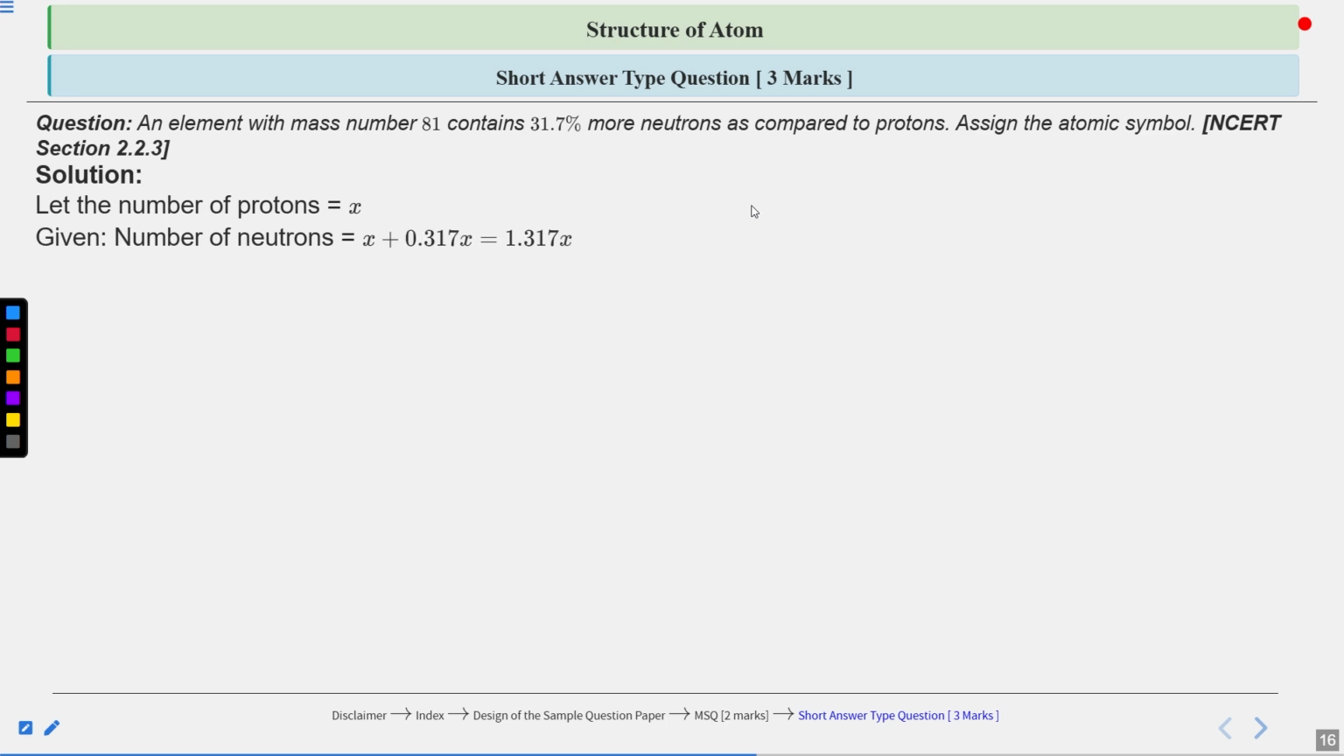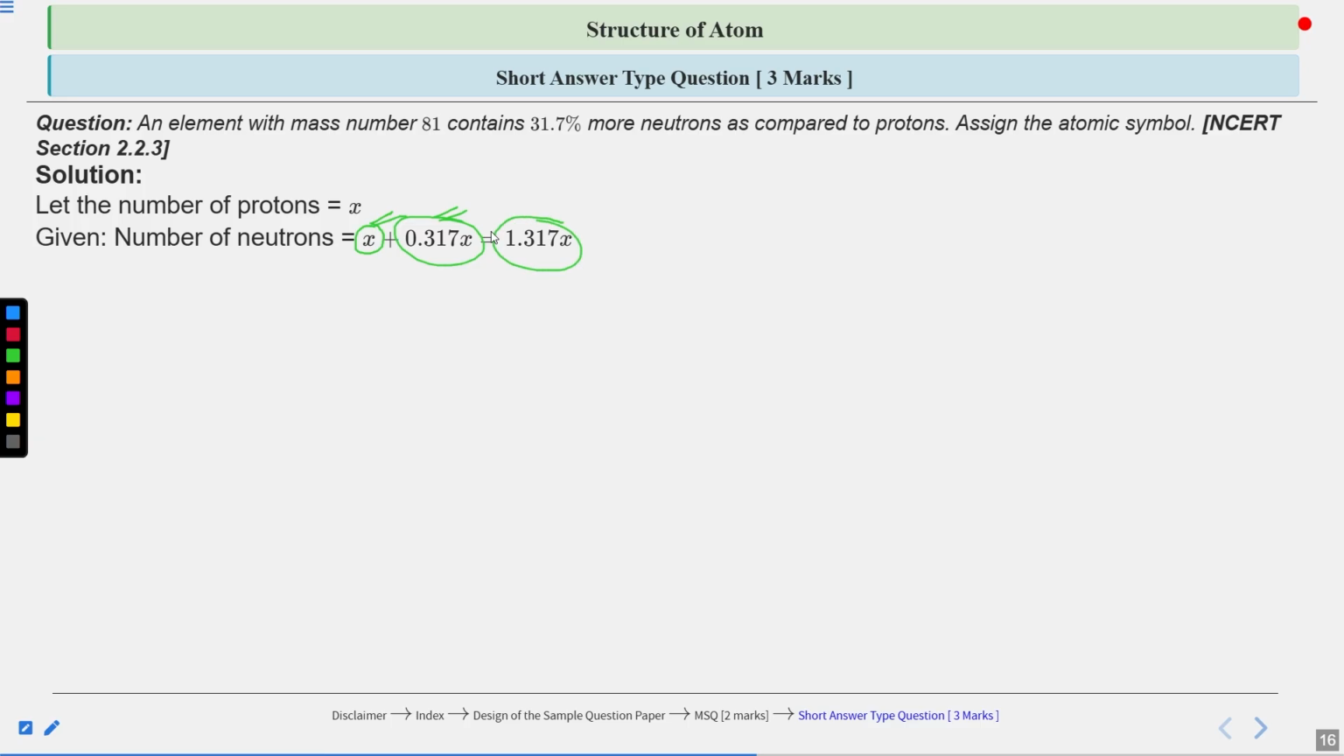It is 31.7% more than the proton. So you take 31.7% of x, that is 0.317 into x, plus your number of protons. So the number of protons plus the extra percentage will give you your total number of neutrons.